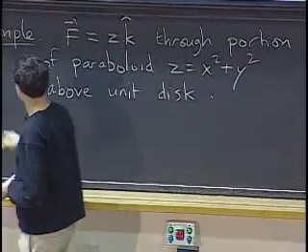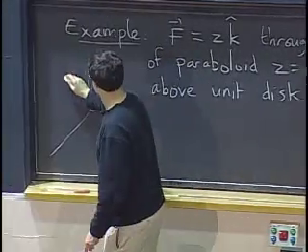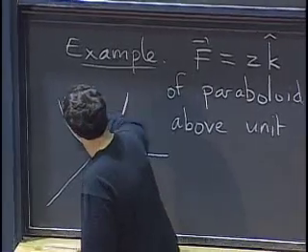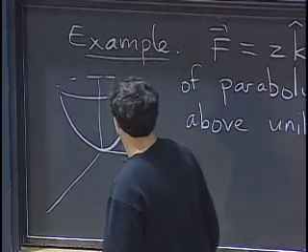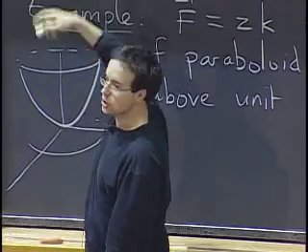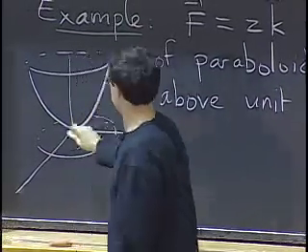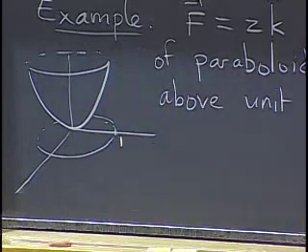Okay, so what does that mean? Z equals x squared plus y squared. Well, we've seen it many times. It's this paraboloid pointing up. Above the unit disk means I don't care about this infinite surface. I will actually stop when I hit a radius of 1 away from the z-axis.